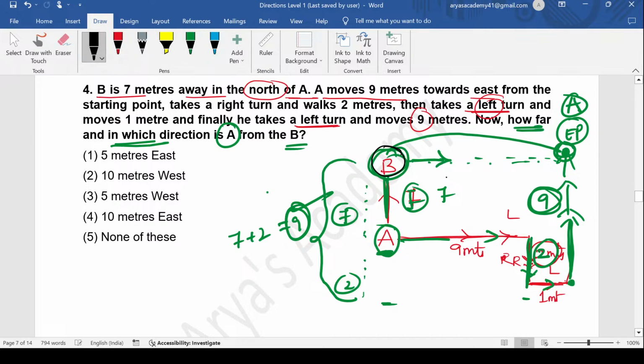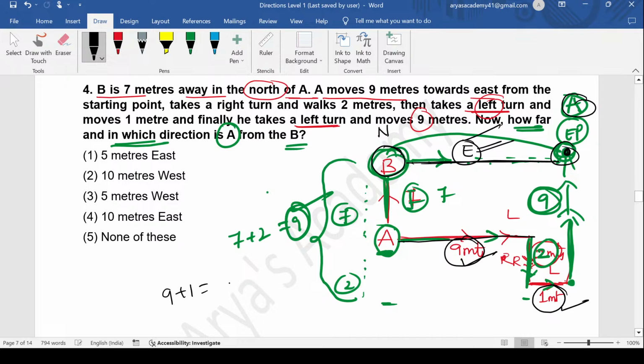So from B this is north, and this is which direction? East. So from B, A, which is this point, is in the direction of east. And what is the distance? This is actually 9 meters, and this is actually 1 meter. If you add 9 plus 1, how much? 10 meters. So it is at a distance of 10 meters from B and towards east direction. Hence the correct answer is fourth option, 10 meters towards east. So have you got the point?